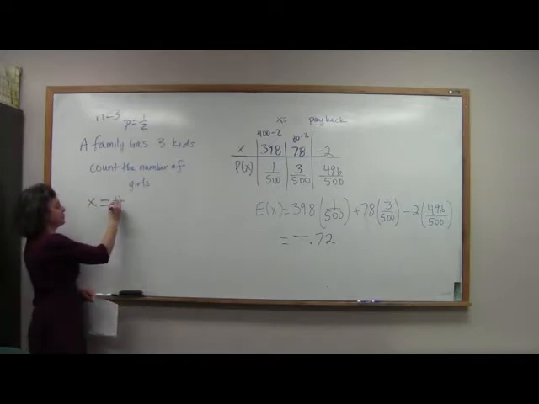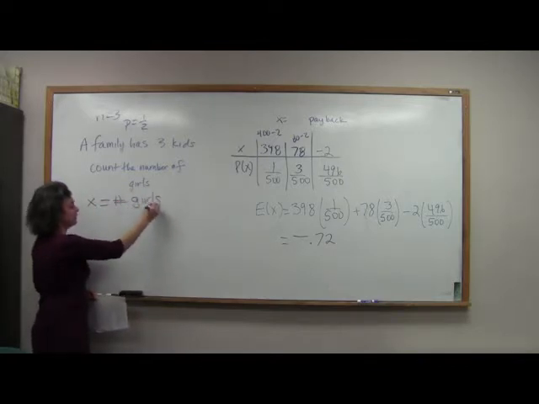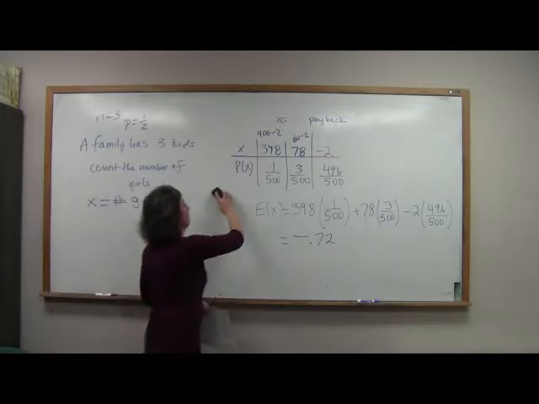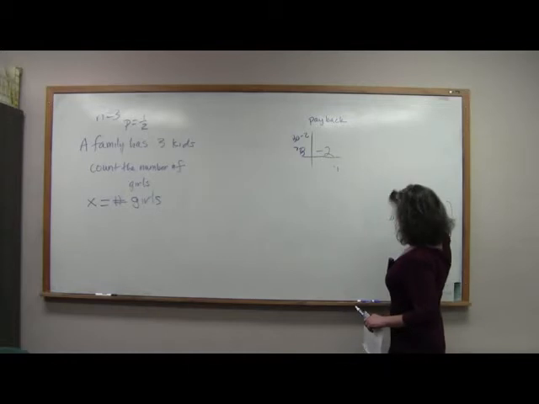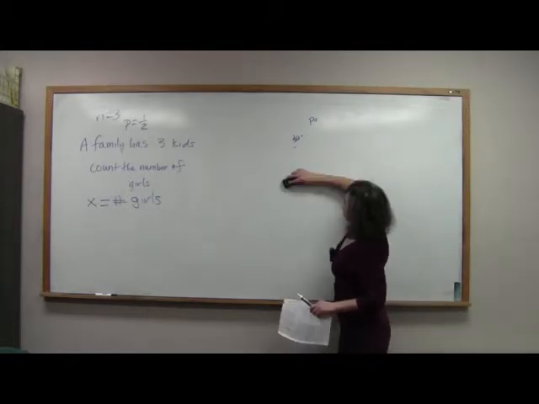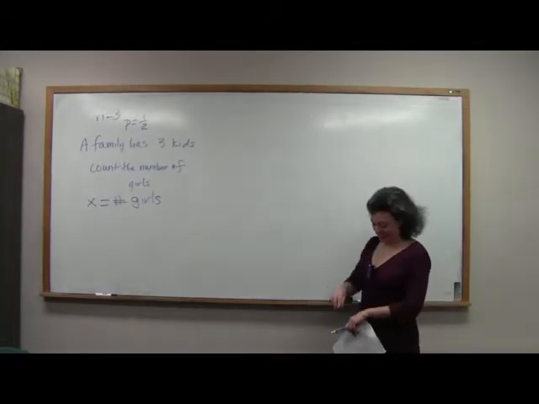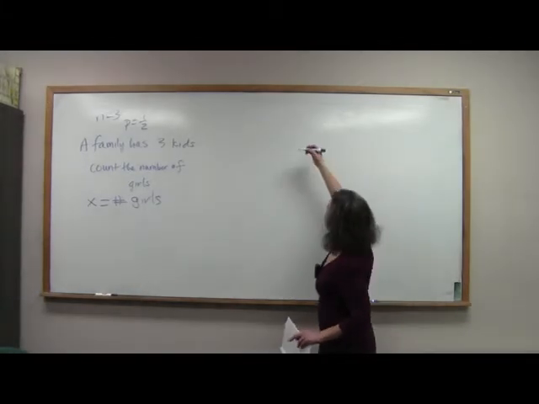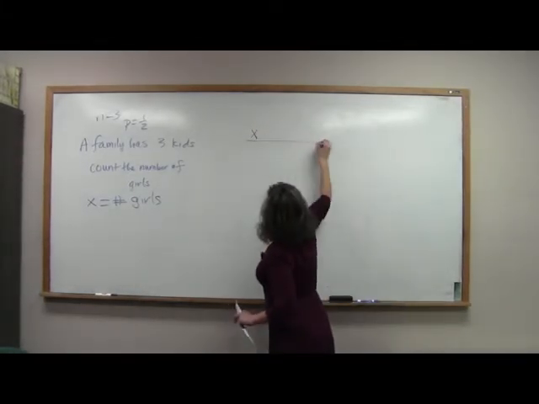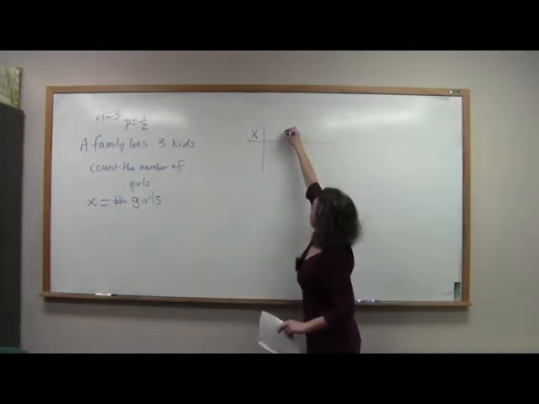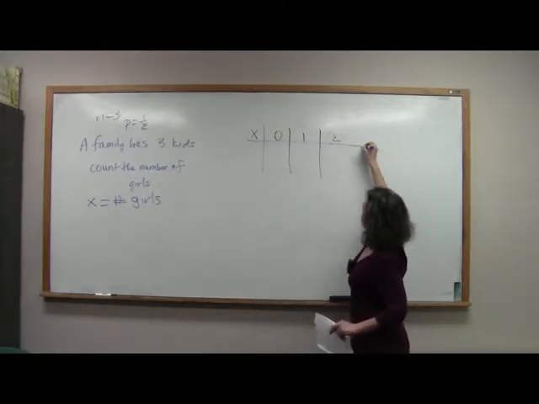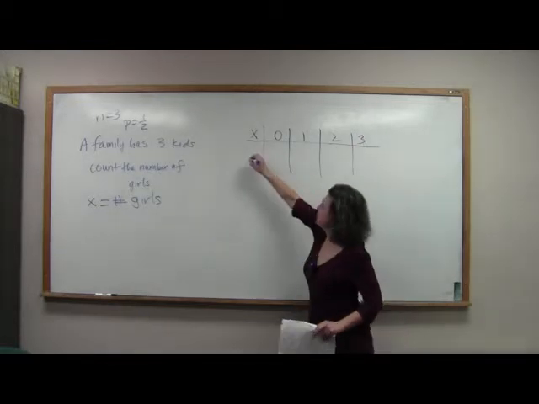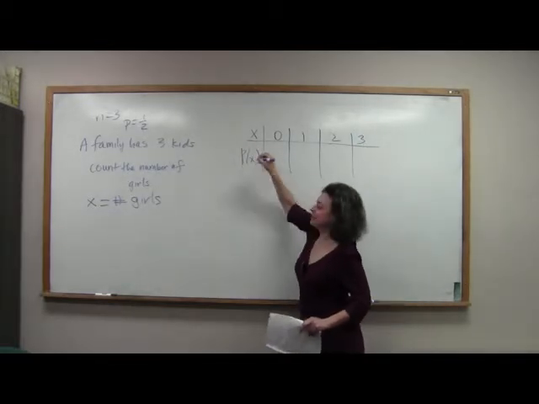So X is going to represent the number of girls, and let's actually construct our table. You're going to love this. This is cool, you'll see what this leads to. Well, what can X possibly be? They could have no girls, 1 girl, 2 girls, and 3 girls. We're assuming these are single births.